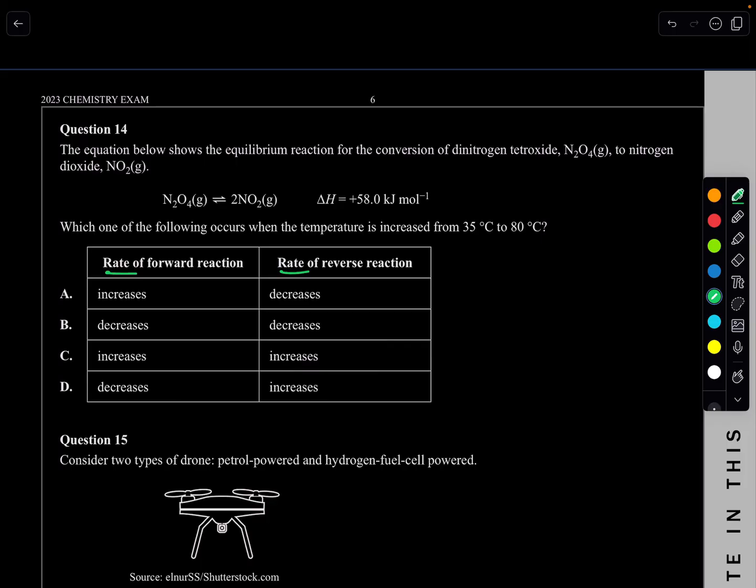Remember, rate is all about collision theory. So when we're talking about the rate, if you're increasing the temperature, you've increased the rate. Now, I think a lot of students do make this mistake. They're thinking that only the forward reaction increases in terms of rate. No, both the forward and the backward reaction do increase in rate when you increase temperature. So this was a very, very easy question. So C: the rate of the forward and the rate of the reverse both increase when you increase temperature.